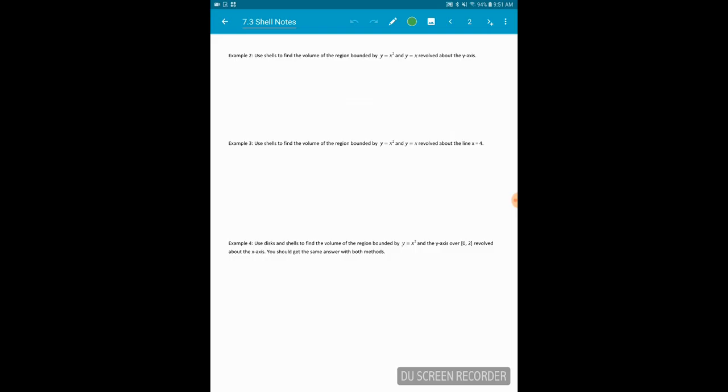Use shells to find the volume of the region bounded by y equals x squared and y equals x. So if I have y equals x squared, y equals x, and then I revolve this around the y-axis, each of these rectangles is going to get revolved around, and I form these little shells, these cylinder shells, and that continues to go around for each individual one.